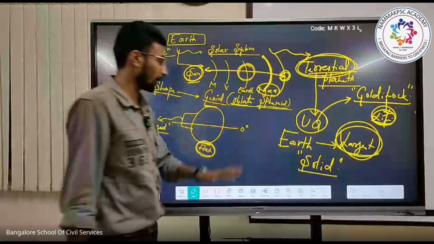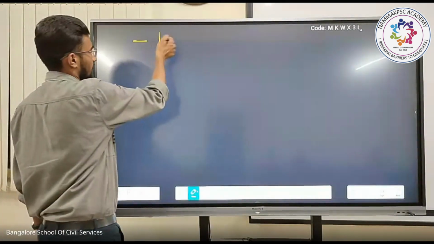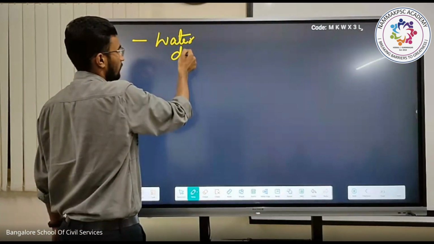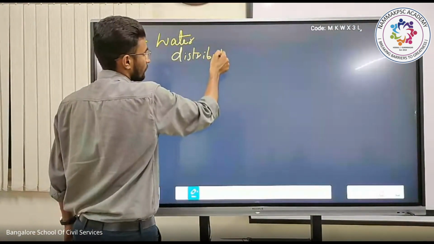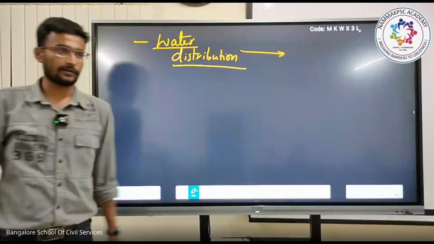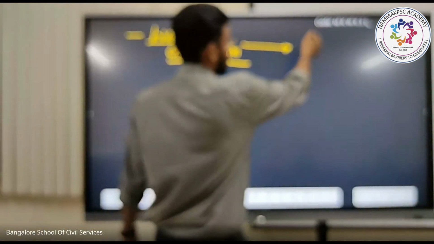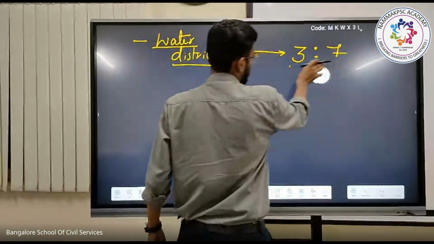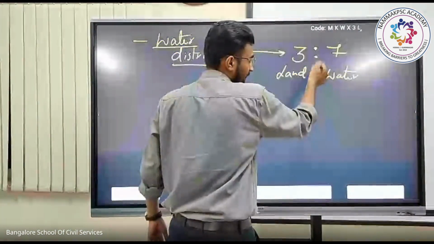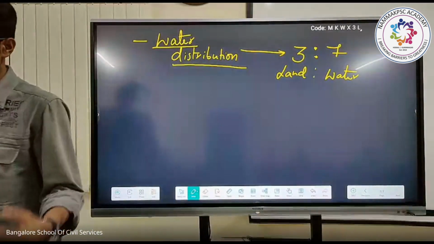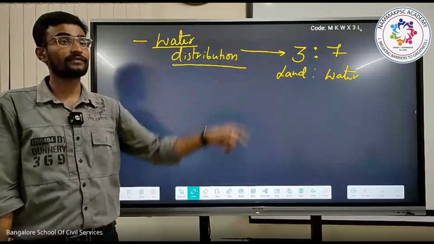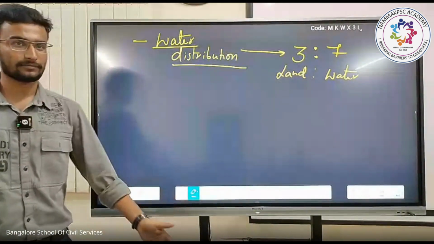This is highly important. Next one, let us discuss water distribution. How much is distributed? It is 3:2. This is water and this is our land. Only 30% consists of land, whereas 70% is water. Everyone knows this.